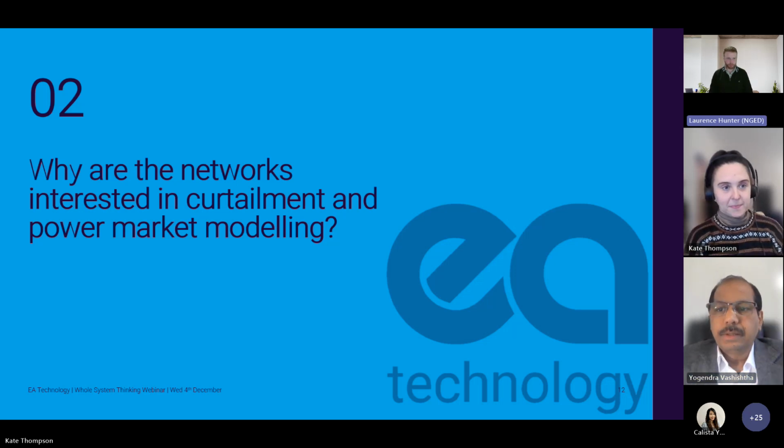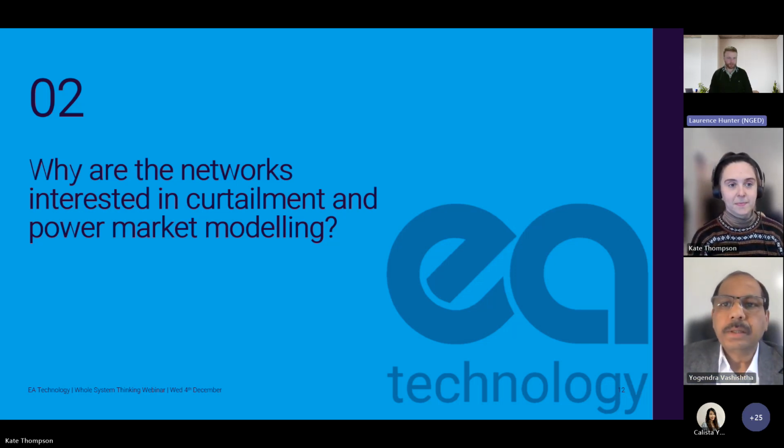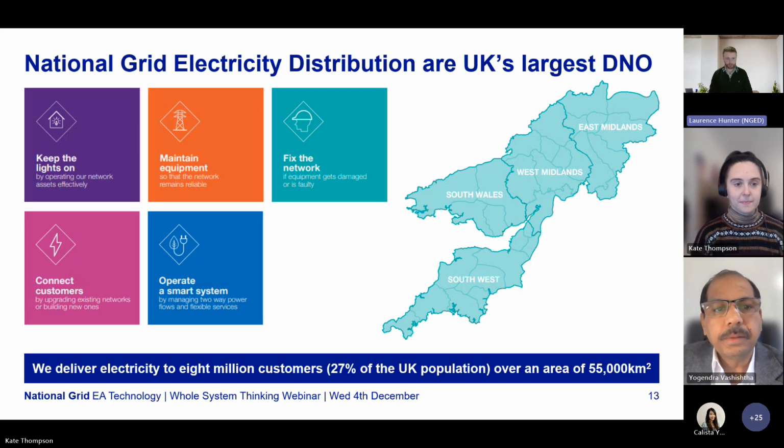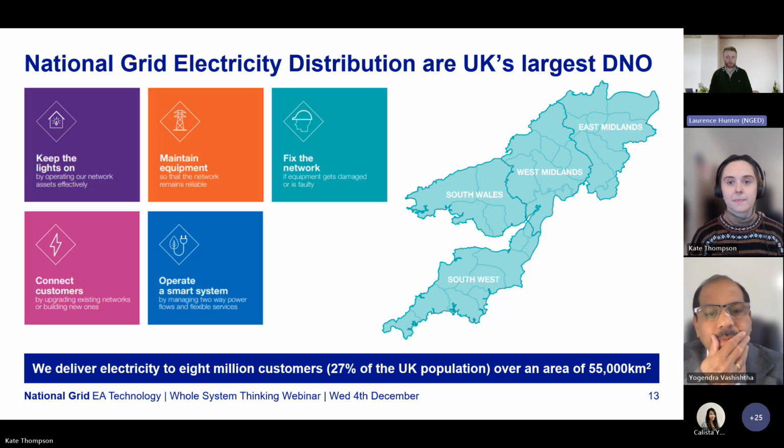Thank you very much. That's a really interesting context. So basically what we've been looking at within the Australian setting. If we could just move to the next slide, please. So my name is Lawrence Hunter. I'm an innovation and deployment engineer at National Grid Electricity Distribution. We have an extensive network in the UK as the UK's largest DNO.